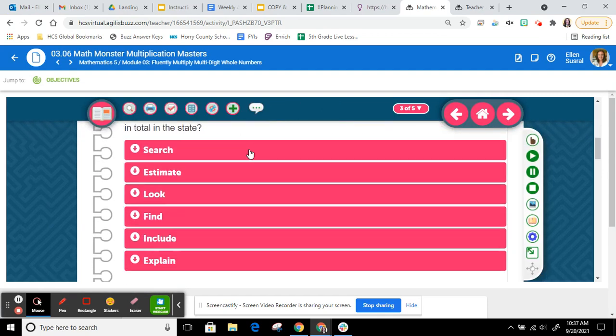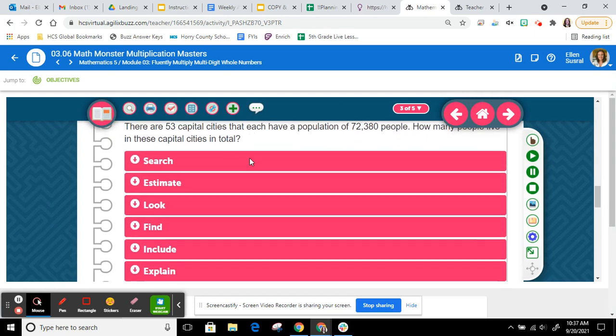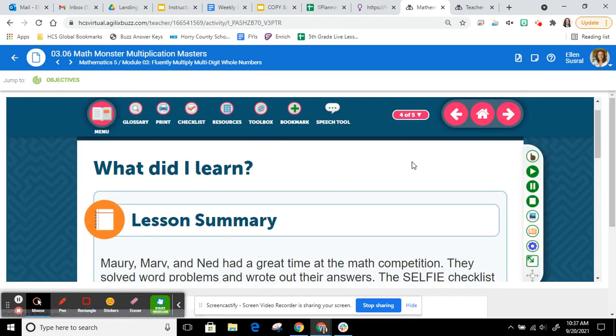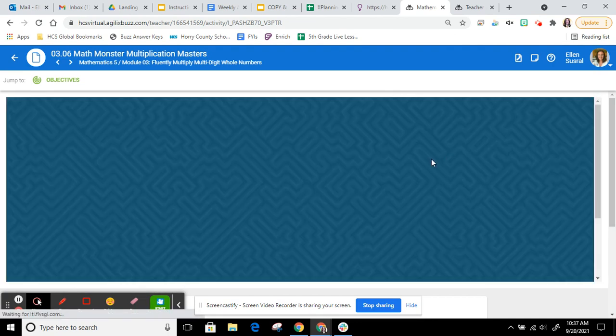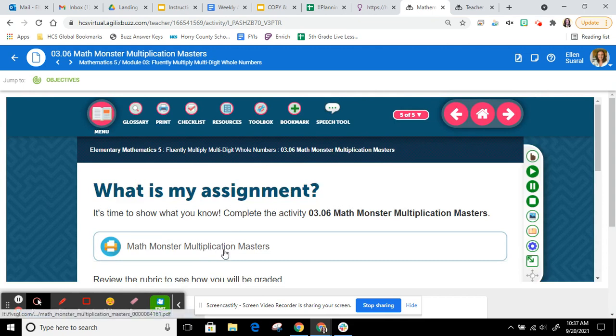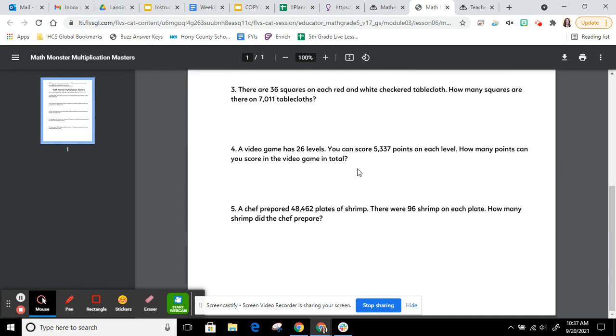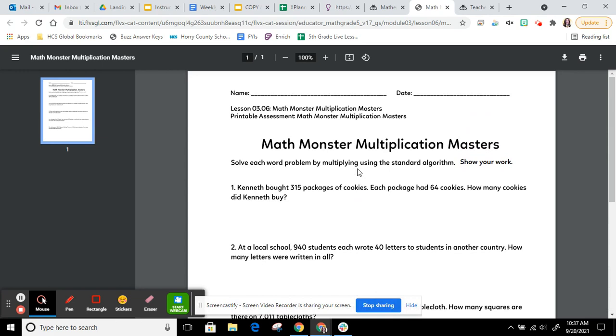They have tons of examples throughout the lesson. So make sure you click on each of these examples here, or you've got the example and then each of the steps. And it walks you through how to solve these types of problems. When you get to the end of the lesson, you'll come to your assignment, which is 03.06 Math Monster Multiplication Masters. You'll click on the worksheet, and this assignment is a 1-page worksheet with 5 word problems.